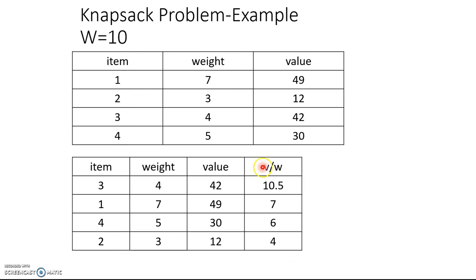According to our first step, I should calculate the value by weight ratio. So I calculated the value by weight ratio for all the 4 items, and based upon this ratio, I arranged all my 4 items in a non-increasing or descending order. As item 3 has the highest value by weight ratio, it is placed first, and item 1 is the next one having the next lower value by weight ratio. In this way I arranged all the 4 items in descending order.